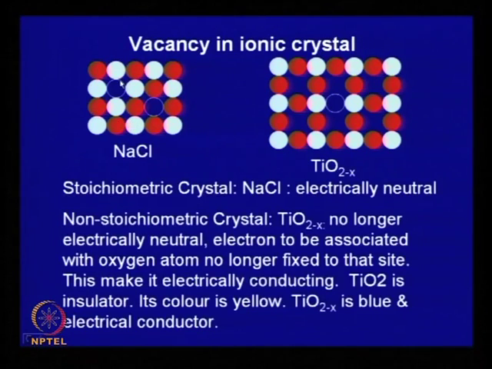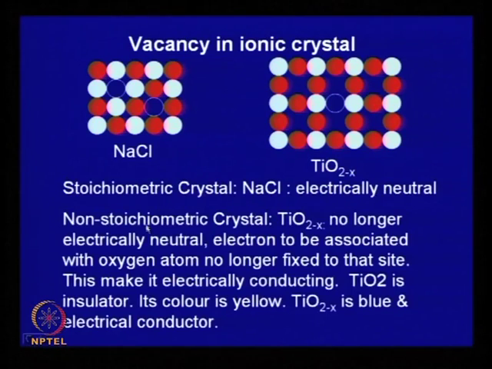So, if in a lattice you have one chlorine ion missing, that disbalances the overall charge of the material. Therefore, to compensate, another sodium atom should also be displaced. So this is a pair of vacancies. This is what happens in stoichiometric crystals like sodium chloride, and these are electrically neutral.